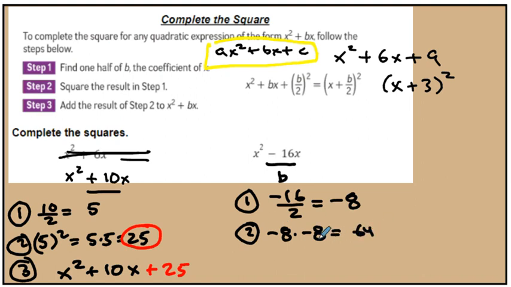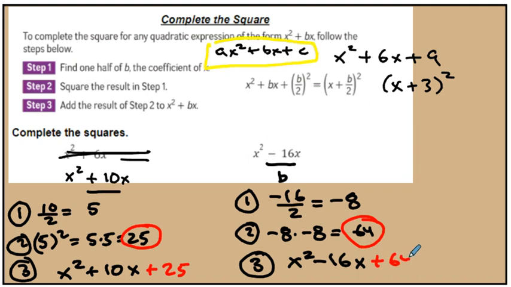Then my third step is to write this as a perfect square trinomial. So I'm going to write x squared minus 16x, and then this goes on the end of it, so plus 64, and you're finished. This one would factor to x minus 8, and this one would factor to x plus 5. That's what we're looking for: to make these perfect square trinomials and then factor them into that shape. If you build them, they're really easy to factor.